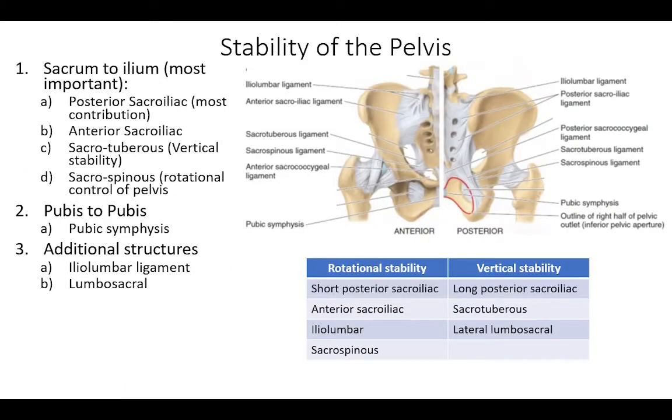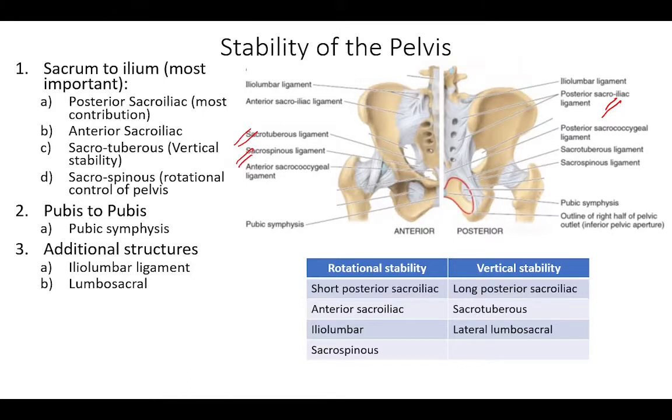The stability of the pelvis is conferred by multiple ligaments running from the sacrum to the ilium, posterior and anteriorly. So, the most important ligaments are the posterior sacroiliac, the anterior sacroiliac, the sacrotuberous, and the sacrospinous. Of these, the most important contribution is that of the posterior sacroiliac ligament. The sacrotuberous ligament confers vertical stability to the pelvis, and the sacrospinous ligament confers rotational control to the pelvis.